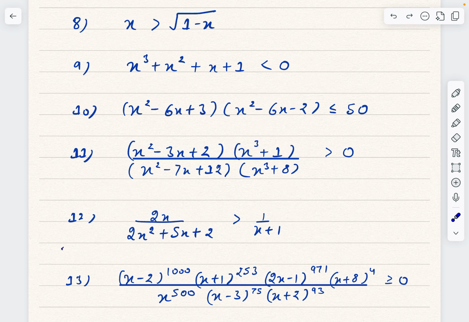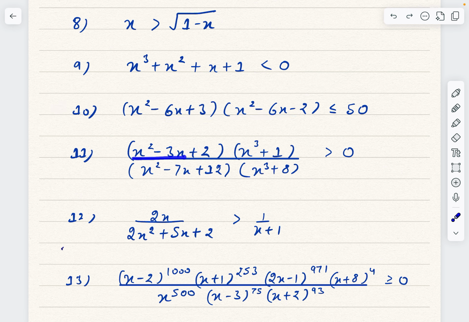Question number 8 is x greater than square root of 1 minus x. Question number 9 is x cube plus x square plus x plus 1 less than 0. Question number 10 is x square minus 6x plus 3 into x square minus 6x minus 2 less than or equal to 50. This is a very interesting problem. My favorite.